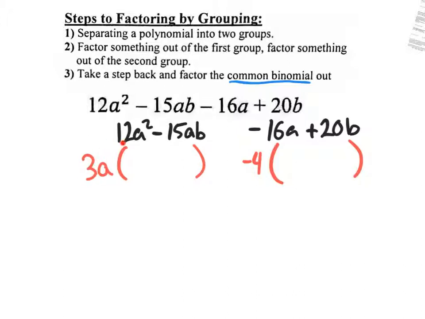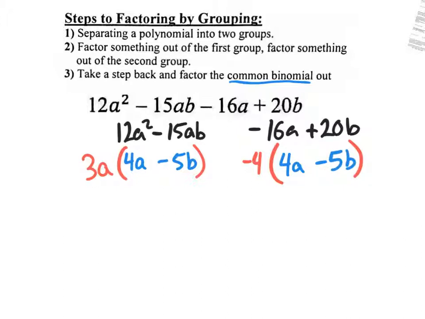In other words, 3a times what gets you the 12a squared? 4a, right? You need the a squared, so 3a times 4a will get you the 12a squared. How about 3a times what gets you the negative 15ab? Negative 5b. Now over here, the negative 4 times what gets us negative 16a? Positive 4a. And negative 4 times what gets us a positive 20b? A negative 5 with the b.